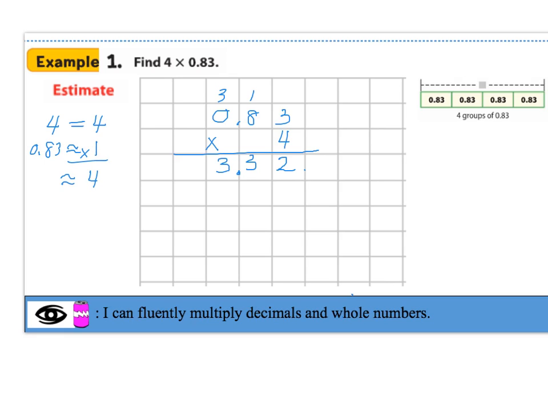As you can see, the answer 3.32 is pretty close to our estimate 4. And so we box our answer. To the right, you see how there's 4 groups of 0.83. So if we added 0.83 plus 0.83 plus 0.83 plus 0.83, we would get the answer 3.32.